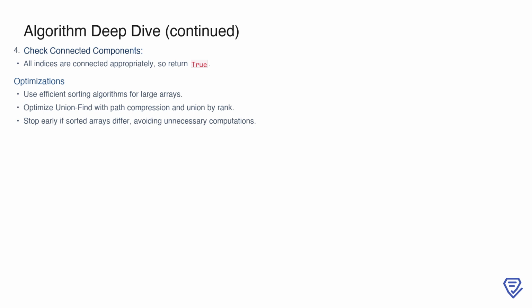To optimize this algorithm further, we can use efficient sorting algorithms for larger datasets to minimize the time spent in the sorting step. Additionally, the union find structure can be further optimized by implementing path compression and union by rank, ensuring that each union or find operation remains efficient. Another optimization is to terminate early if the sorted arrays differ, avoiding unnecessary computations. With these optimizations in place, the algorithm efficiently handles a wide range of inputs, ensuring correctness while minimizing computational overhead.